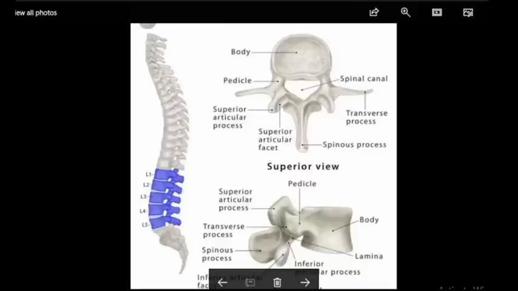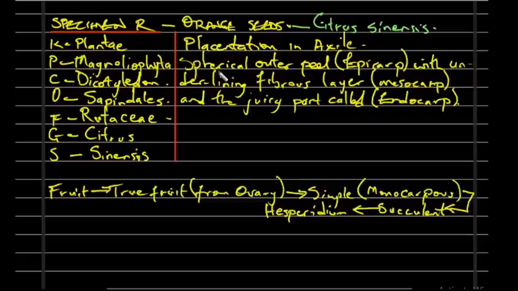And so we move to the next specimen, which happens to be specimen R, which is the last specimen. That is the orange seed, specimen R. It is also called the Citrus sinensis. That is the scientific name or the botanical name. If you look at the classification, taxonomically we have the Plantae as the kingdom. It belongs to the phylum Magnoliophyta.